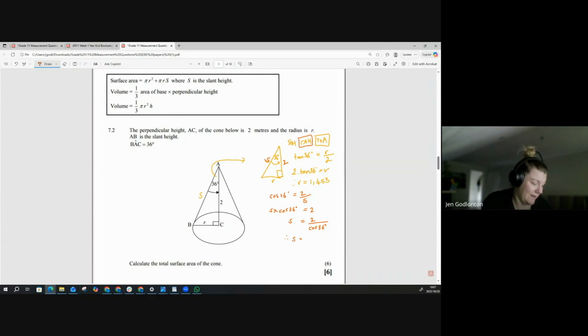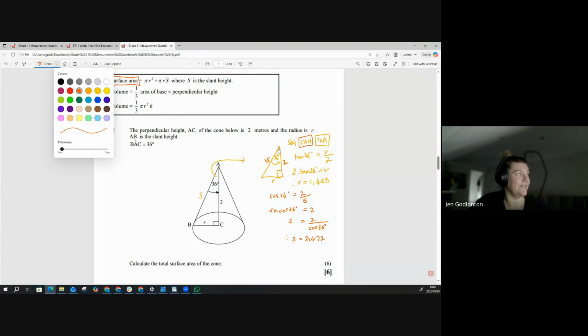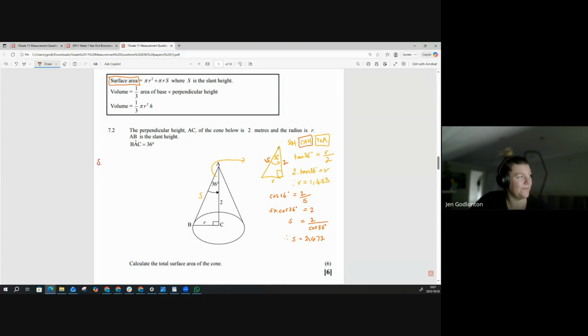Two over cos 36. And so S is going to be 2,472. Okay, so we have S and we've got R. That means we can do everything we need for our surface area over here. So for our surface area, we've got pi times r squared. Now we know r, so that's 1,453 squared, plus pi times r, 1,453, times s, 2,472. And we pop that into our calculator.